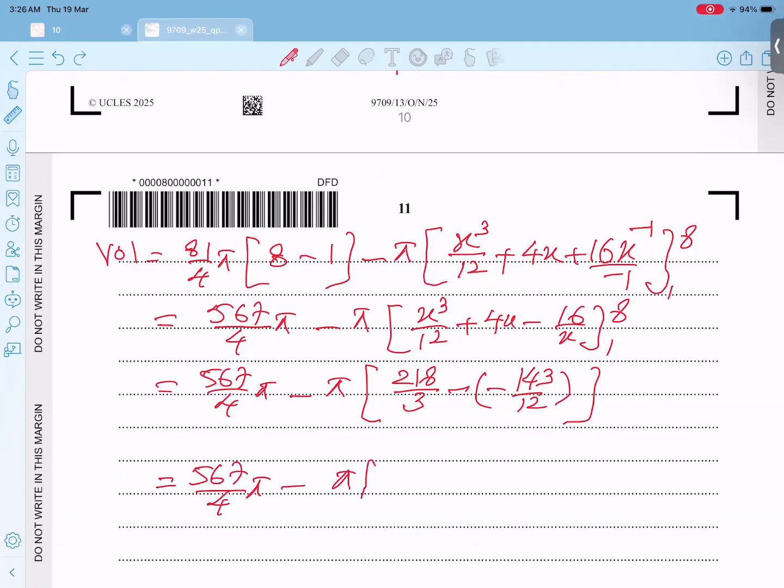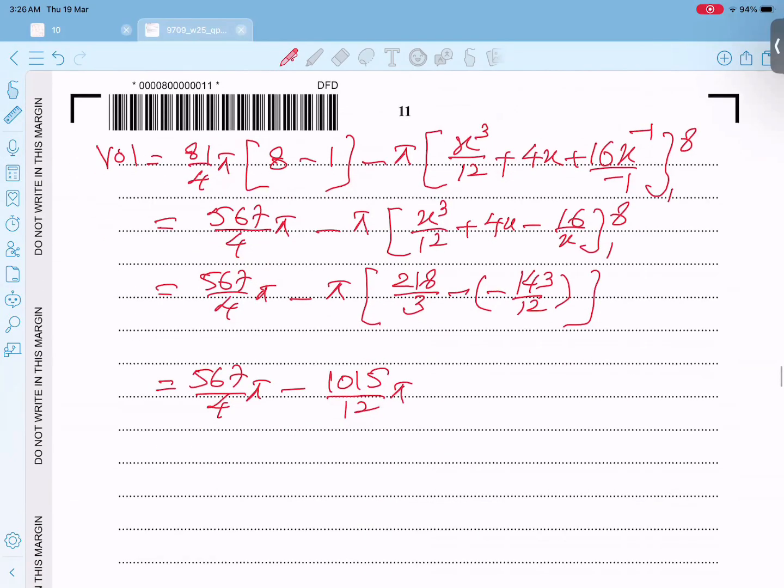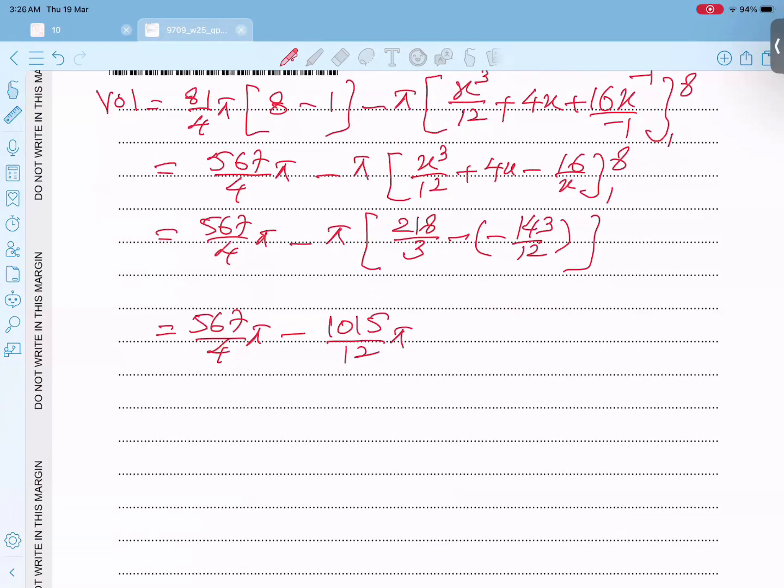Inside, what do I get from here? So 218 over 3 minus, so I'm getting here 1, 0, 1, 0. I'm erasing it and I'm writing here 1015 by 12 pi. So I think students are understanding well. Now I'm just finalizing it.